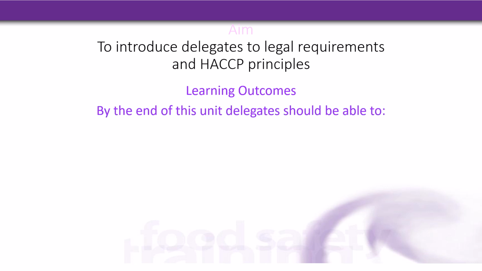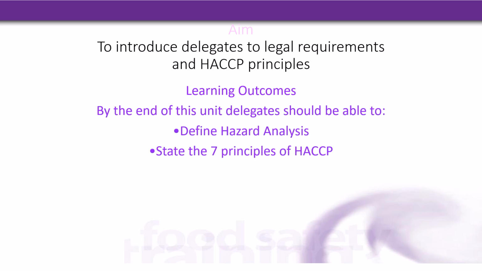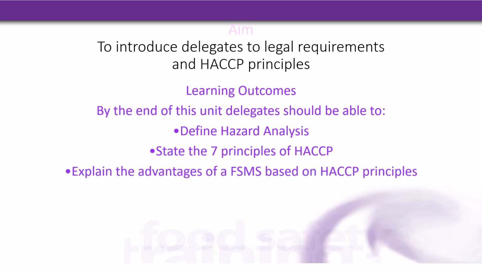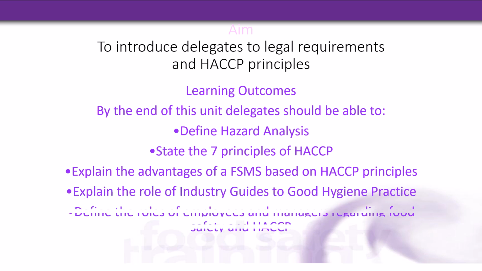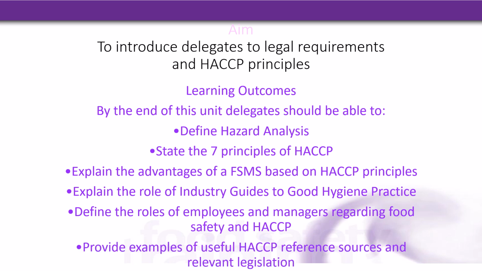And by the end of this unit, you should be able to define hazard analysis, state the 7 principles of HACCP, explain the advantages of a food safety management system based on HACCP principles, explain the role of industry guides to good hygiene practice, define the roles of employees and managers regarding food safety and HACCP, and provide examples of useful HACCP reference sources and relevant legislation.